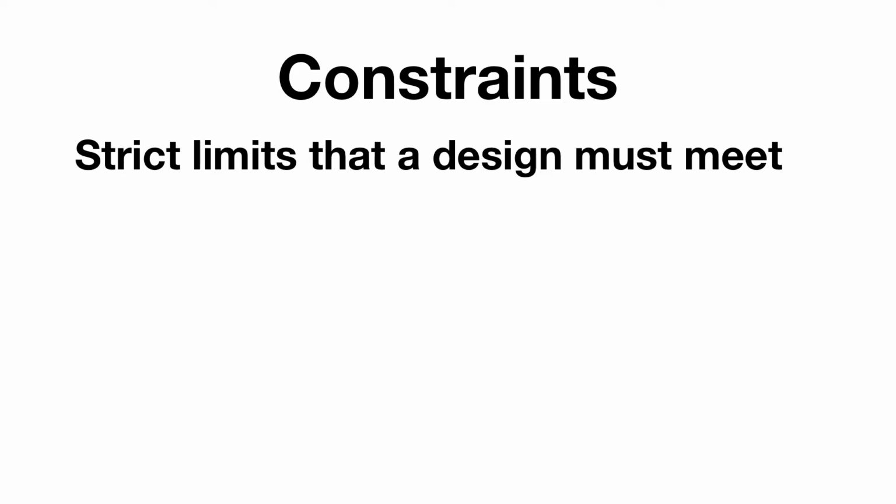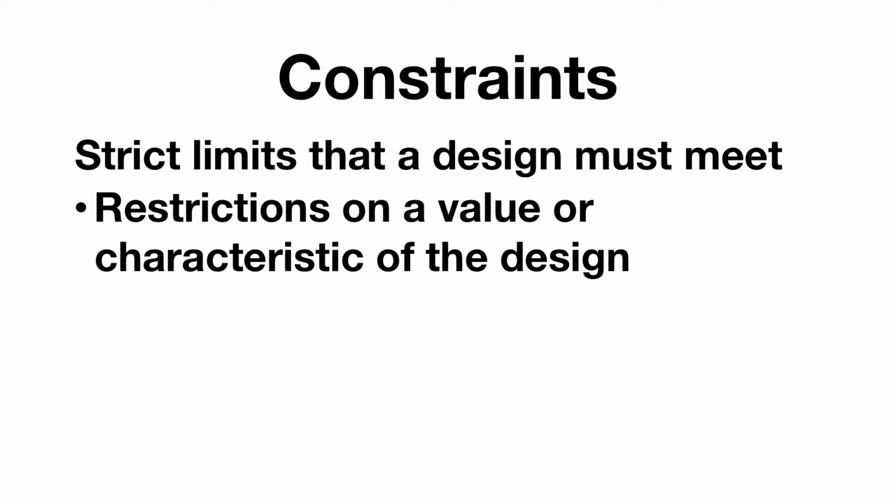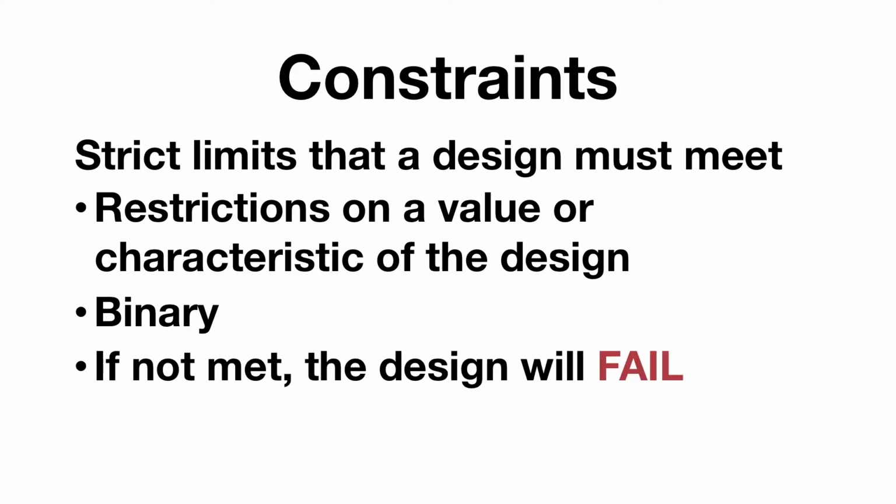Constraints are defined as strict bounds or conditions that a design must meet to be acceptable. Constraints are restrictions or limitations on a value or characteristic of the design. One important identifier of a constraint is that it's binary. You either meet it or you don't. And so if a constraint is not met, the design will fail.